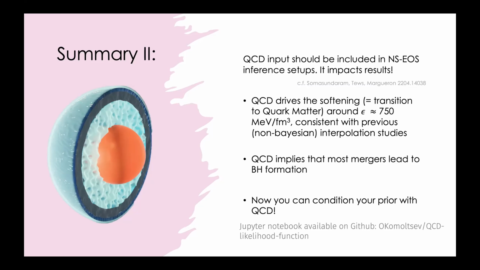Yiyan, please, your question. Thank you so much, Aleksi. Maybe my question is naive, but given the current constraint, is the color superconducting phase consistent or compatible with the current constraint?